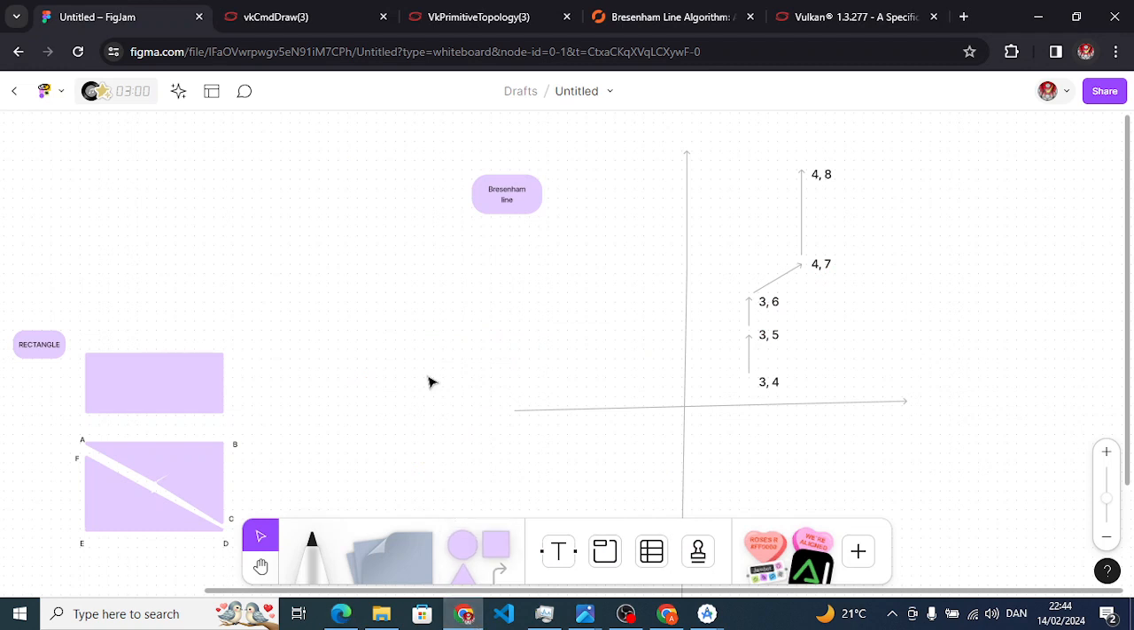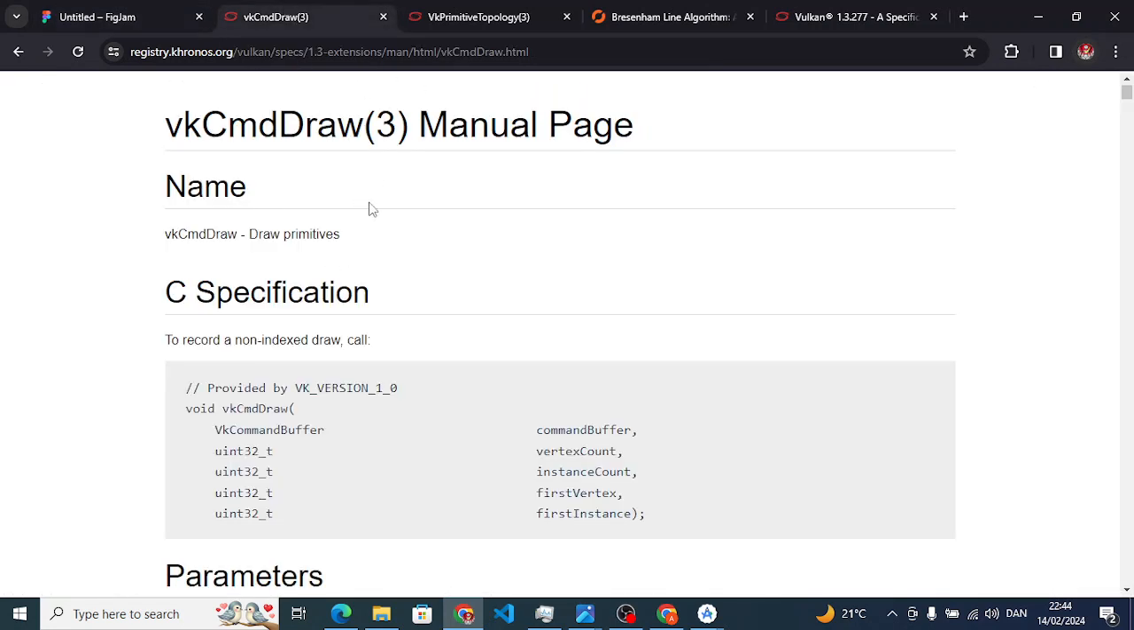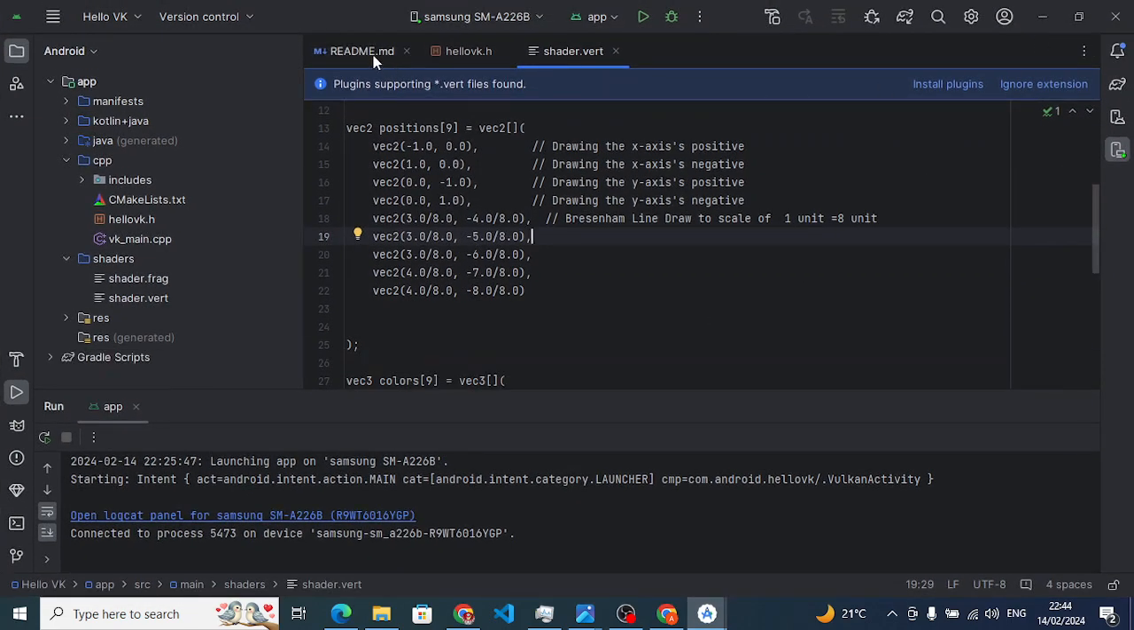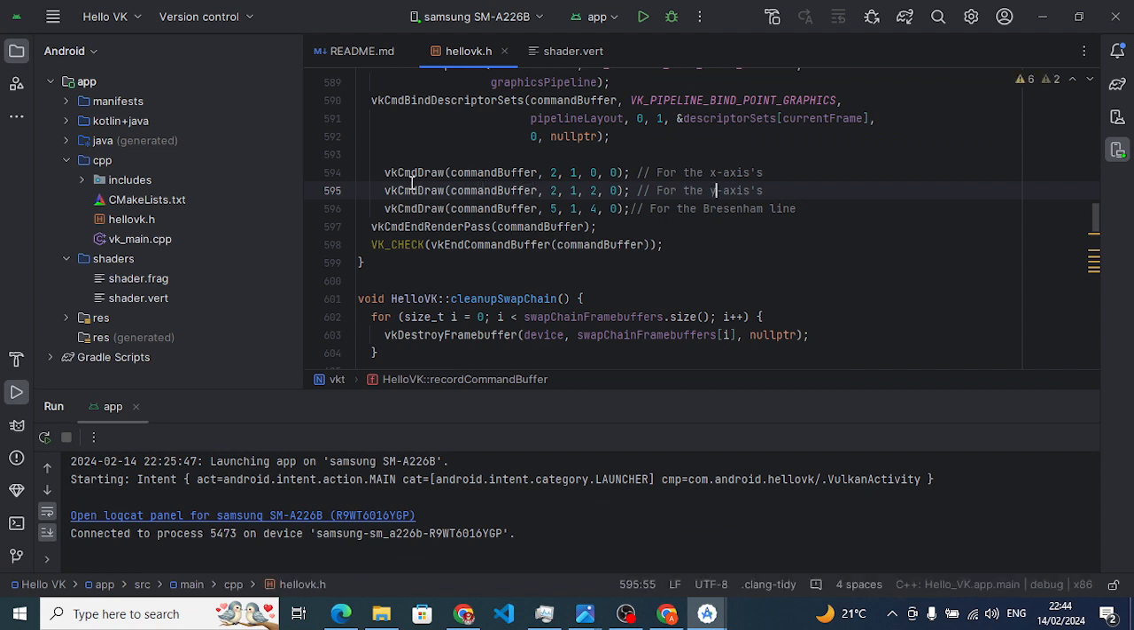Coming back to here, one of the major things we have to deal with is that, as you can see, there are many different lines. So how do we differentiate them? Usually our program contains one vkCmdDraw, but for this project to be exact, we have to implement several of them. As you can see here, the first vkCmdDraw only has two vertices, it only has one instance, and the vertices start from 0.